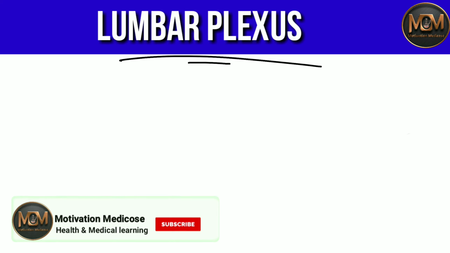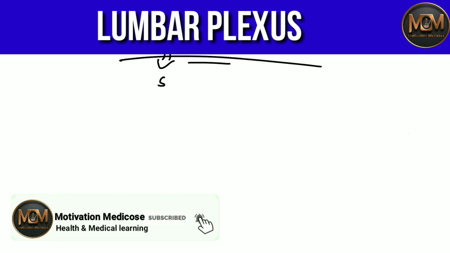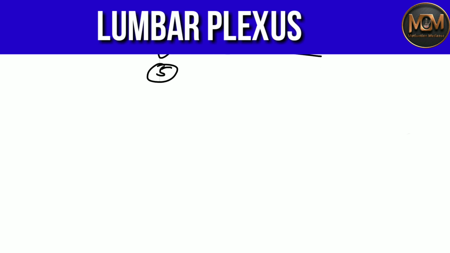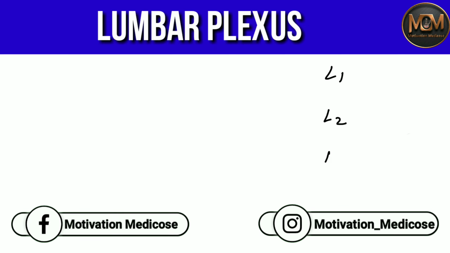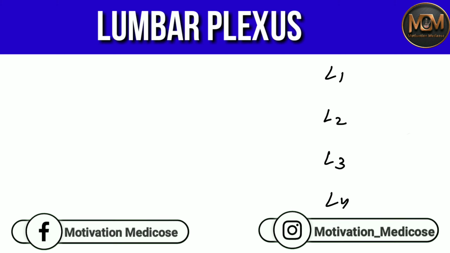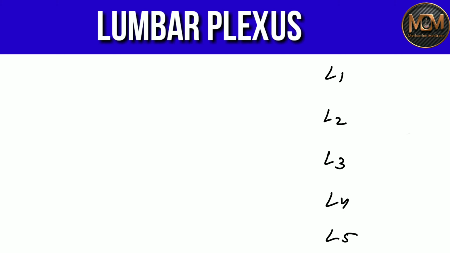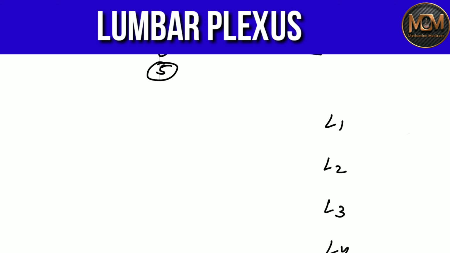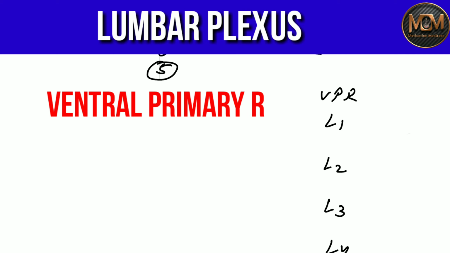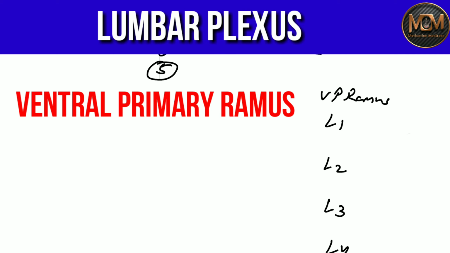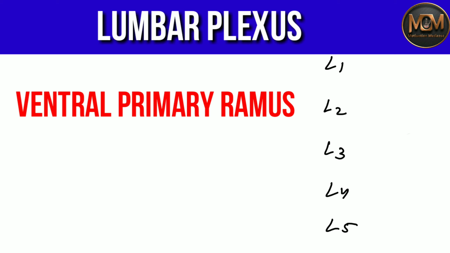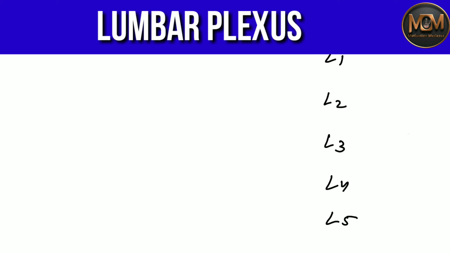As you know, there are five lumbar vertebrae, so similarly we are going to take all these vertebrae, that is L1, L2, L3, L4 and L5. From the vertebrae, the nerve comes and gives the ventral ramus and the dorsal ramus. This lumbar plexus is basically formed by the ventral primary rami of L1, L2, L3, L4 and L5. So now let's see the lumbar plexus.